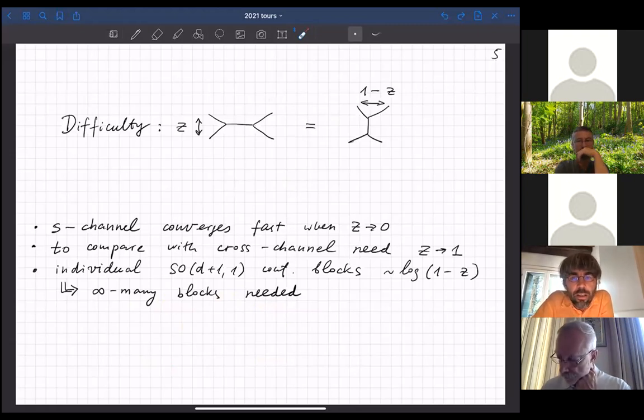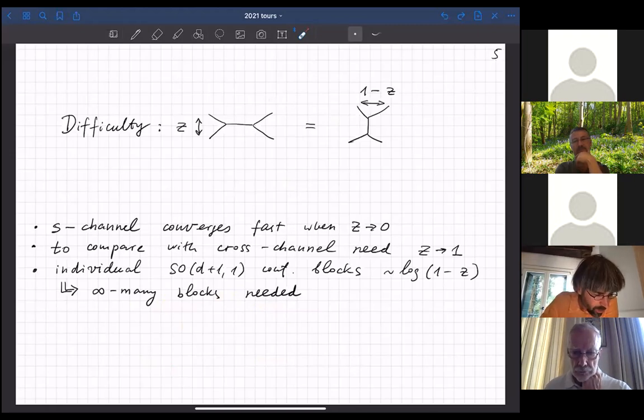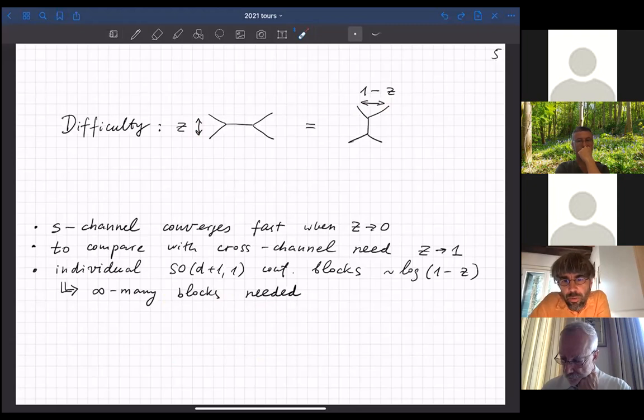So the difficulty is that these two, S and T channel conformal block expansions, work best in two different regimes. I'm not going to bore you, but there is some variable z, which parameterizes the distance between operators in the S channel, and then 1 minus z parameterizes the distance between the operators in the T channel. So the S channel expansion converges when z is small, and the T channel expansion converges best when 1 minus z is small.